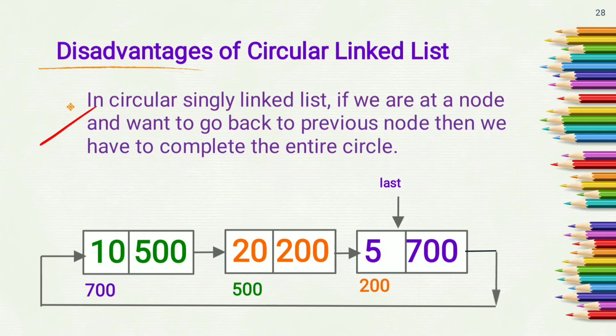The second drawback is that in circular singly linked list, if we are at a node and want to go back to the previous node, then we have to complete the entire circle. If the current node is 20 and I want to access 10, then I have to complete the whole circle. That means with the help of this address we will go to this node, and with the help of this address we will go to this node which is the previous node of 20. So to access the previous node of any node in circular singly linked list, it requires more time, as we have to complete the whole circle from the current node to the previous node.